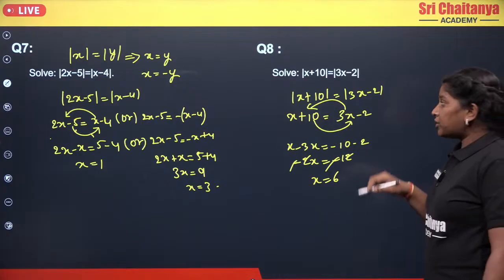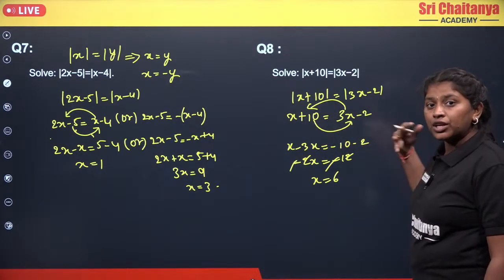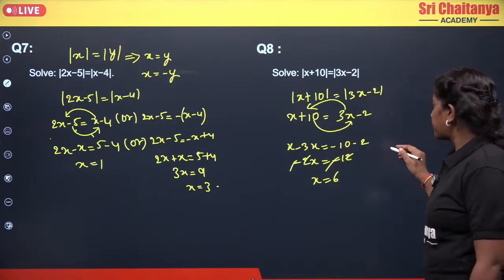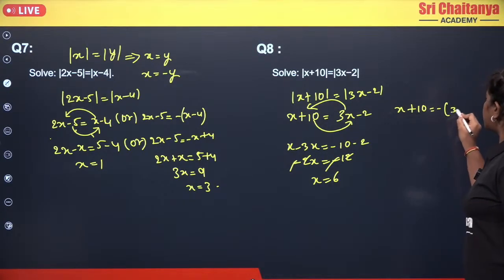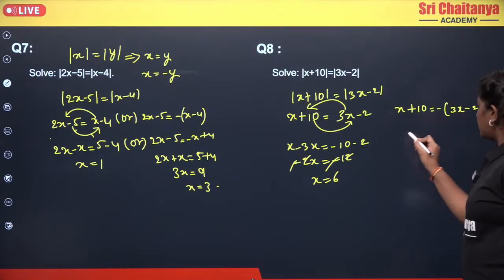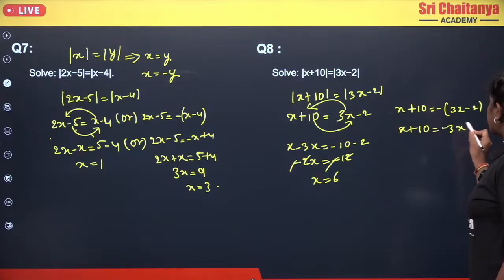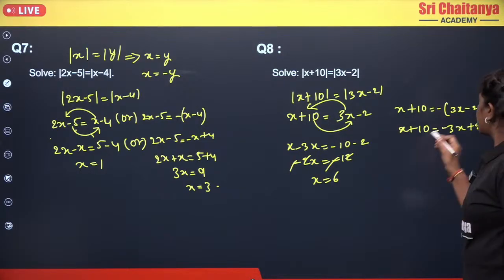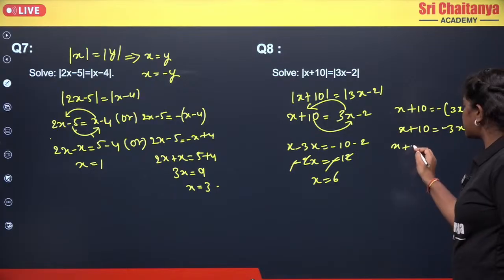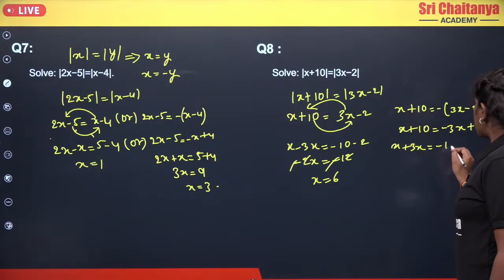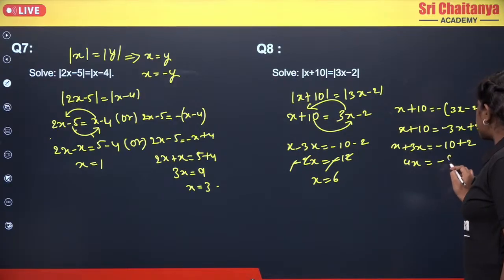Okay, now we have equated x to plus y. Now we need to equate x to minus y. So that becomes x plus 10 equals minus of 3x minus 2. So x plus 10 equals minus 3x, minus into minus gives plus 2. Now take minus 3x to the other side, so x plus 3x equals minus 10 plus 2. That becomes 4x equals minus 8.